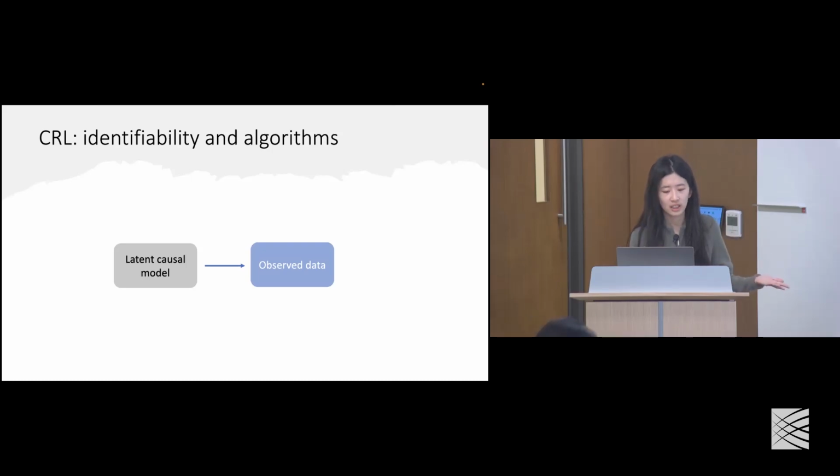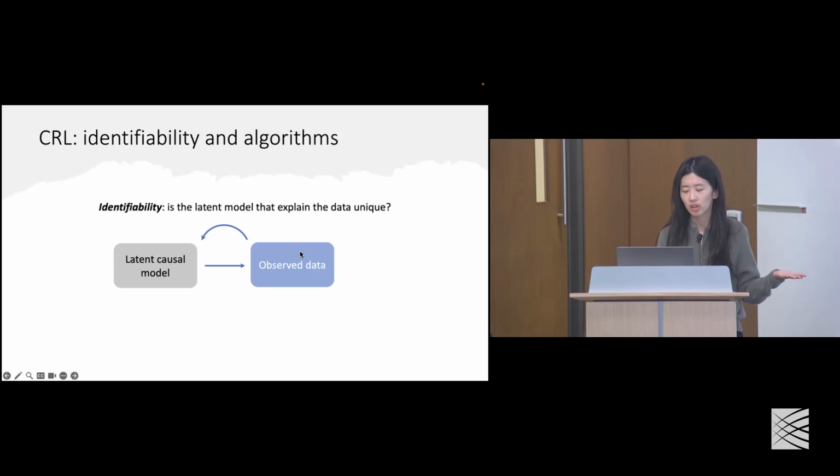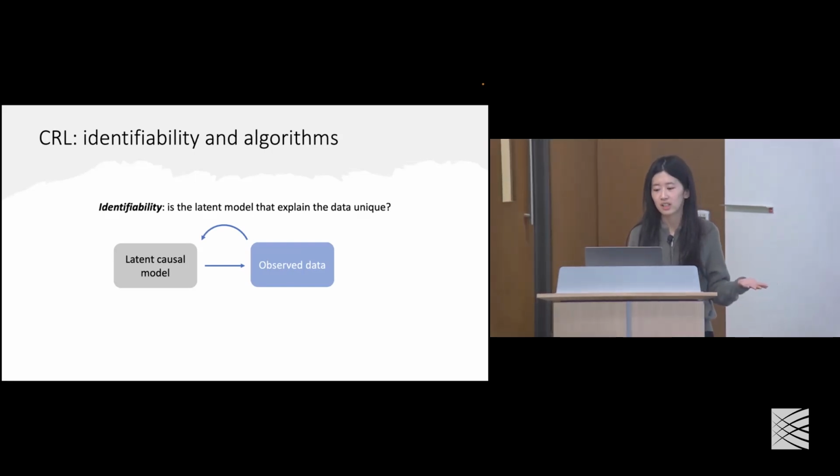When I talk about identifiability, usually in the CRL setting, there's some latent causal model, which you don't get to observe, it's in a black box. And then what you observe is some realization, or mixing, of the latent causal model. That's your observed data. So identifiability is the question of going from observed data to the latent causal model. And the question usually being asked is, is the latent model that explains the data unique, or is it unique up to some trivial transformations?